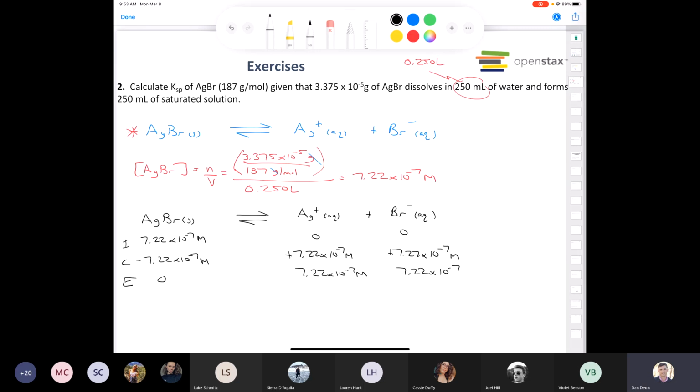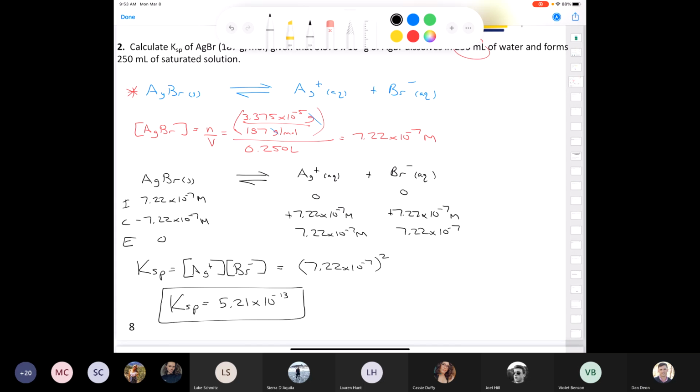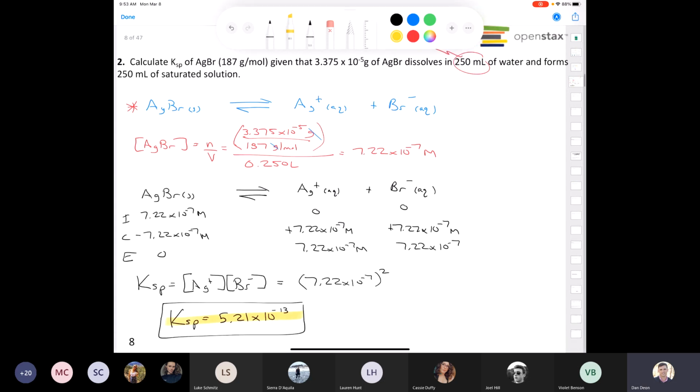And so to determine your KSP, your KSP is going to be equal to the concentration of silver ions times the concentration of bromide ions. It's going to be equal to 7.22 times 10 to the negative 7 times 7.22 times 10 to the negative 7, or square it like that. And we get that our KSP is going to be equal to 5.21 times 10 to the negative 13. There we go. So 5.21 times 10 to the negative 13.